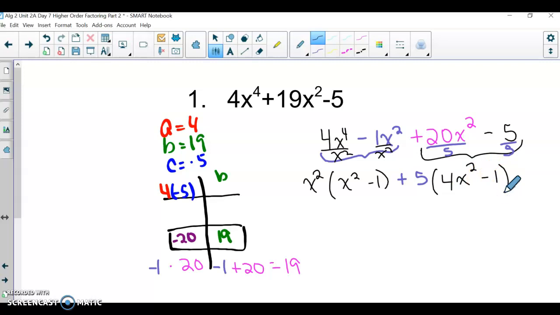So that's one thing. Did you notice what I forgot? In the first one, I forgot my 4. So if you notice now, these two right here are the same. So we write that out, 4x squared minus 1. And what is left now is the x squared plus 5.